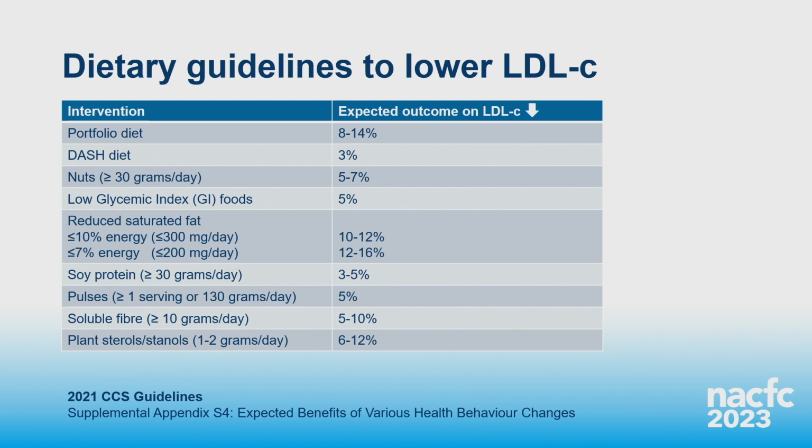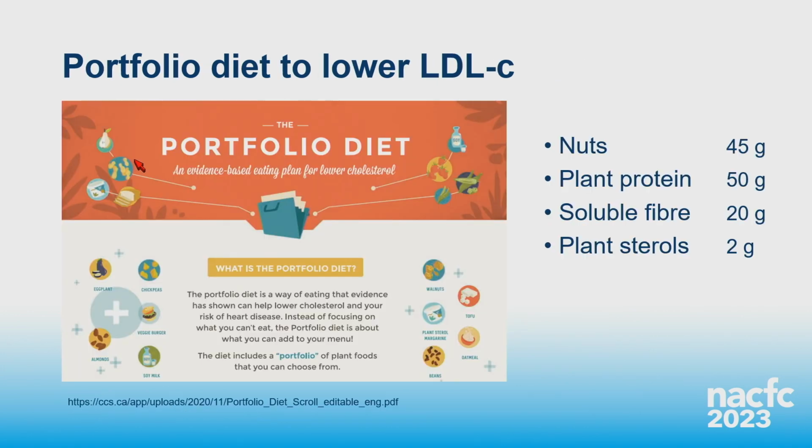There's quite a few different recommendations from a diet perspective that can help lower LDL cholesterol. And this table here was pulled from that supplemental appendix S4 that I had referenced earlier. And you can see that some of the most significant impacts on LDL cholesterol can be through reducing saturated fat and through something called the portfolio diet. And I'm going to talk about the portfolio diet because it's not a diet that is well known to many of those working outside of lipid management.